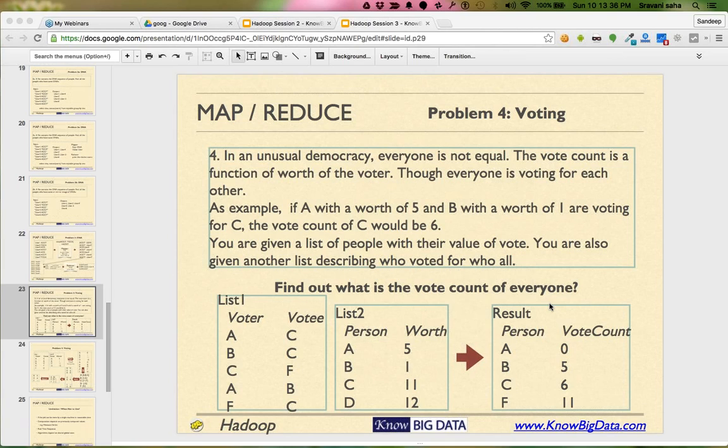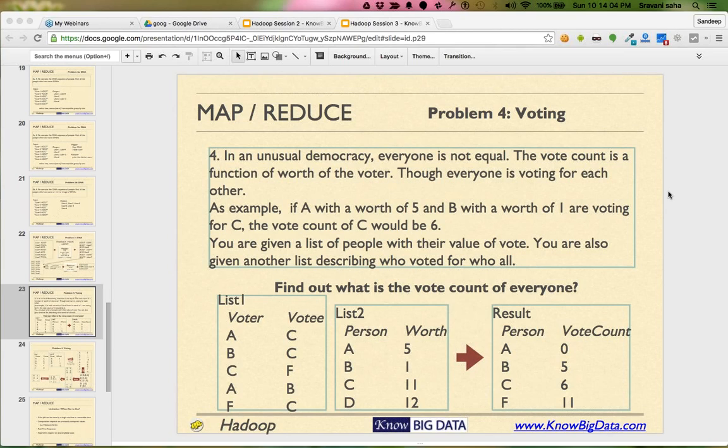There are two objectives of this particular problem. First, to help you understand how a join works in Hadoop. Second, to show that complex algorithms like PageRank are actually based on this huge data problem.